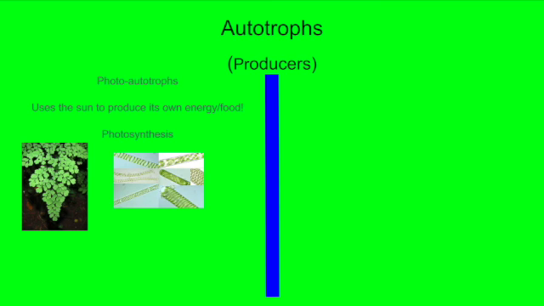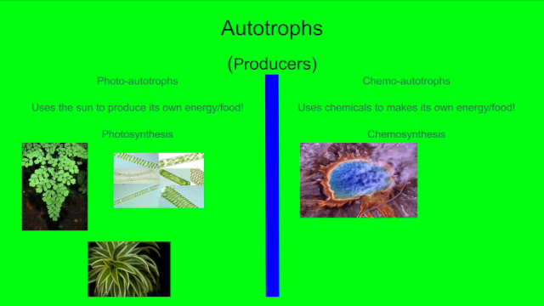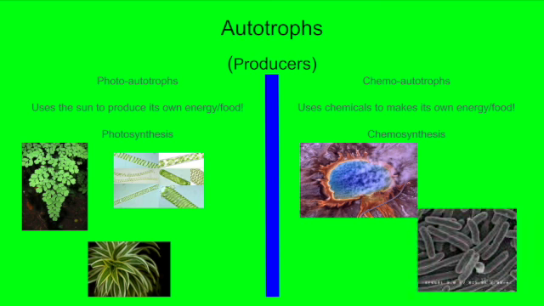Things you need to know about autotrophs: that they are producers. There are two types of autotrophs. We have our photoautotrophs, which include plants, and they photosynthesize. And then we have our chemoautotrophs, which use chemicals for chemosynthesis. These would include some bacteria and organisms that live next to hydrothermal vents to collect the methane to use chemosynthesis.